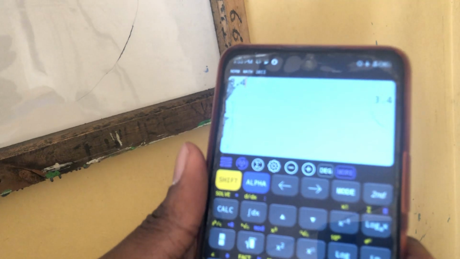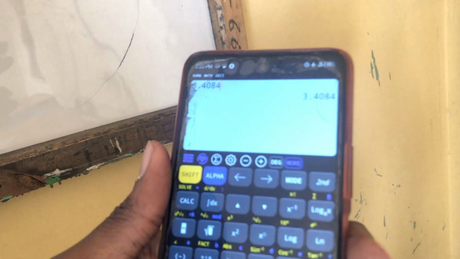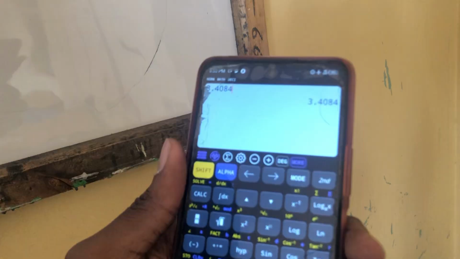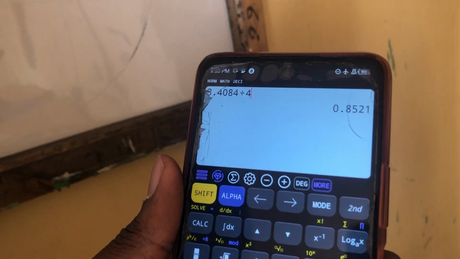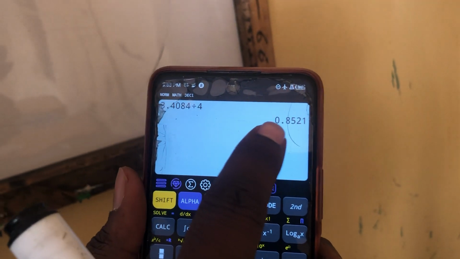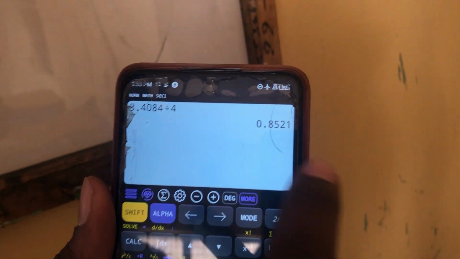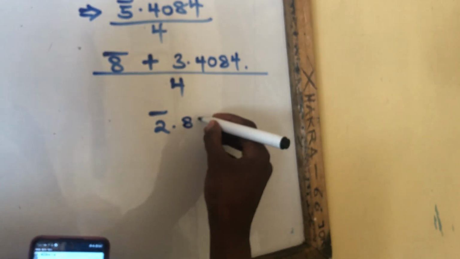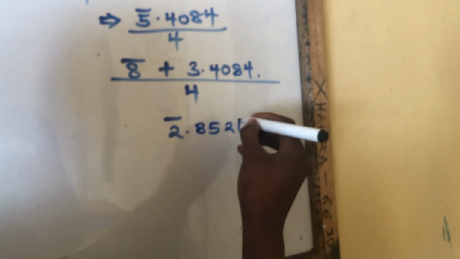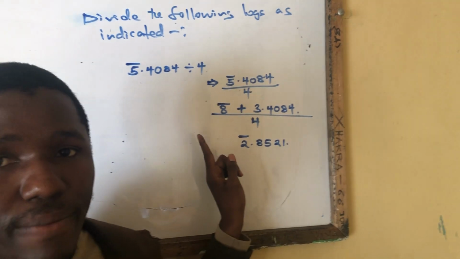Let's find out what that will give us. 3.4084 divided by 4. The result would be 0.8521. We are not interested in the 0, but rather the numbers which come after the decimal. That should be 8521, which you call the mantissa. We'll have bar 2.8521. I hope you have understood how to divide logs.